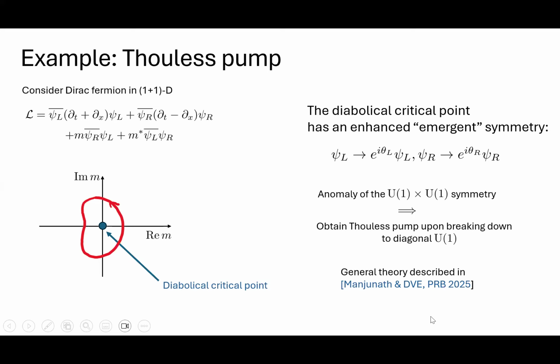So there's actually a general theory we developed in this paper to relate the anomaly of the emergent symmetry to the family you get upon breaking the symmetry down. It turns out you don't always have to have an anomaly. I mentioned this spontaneous symmetry breaking family, but even for these invertible topological families, you don't always have to have an anomaly, but there's some general compatibility relation that you can construct.